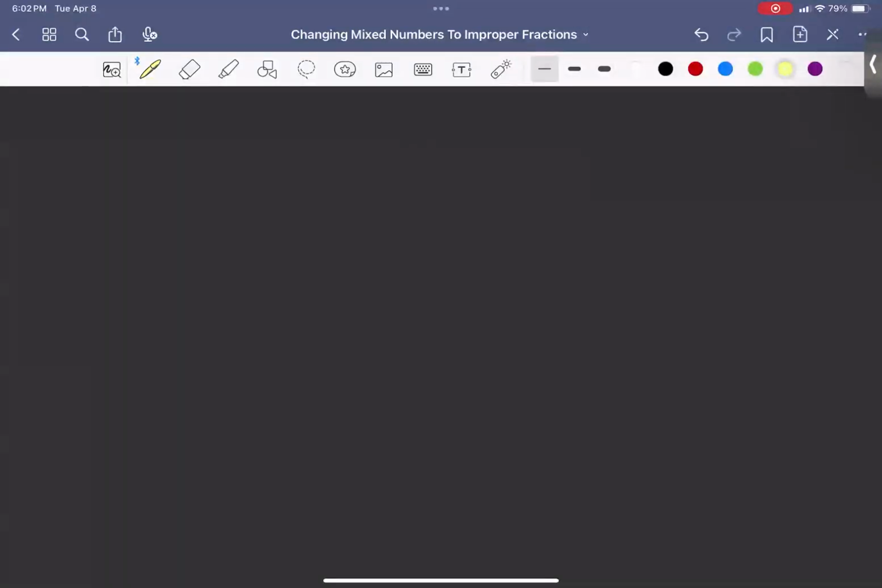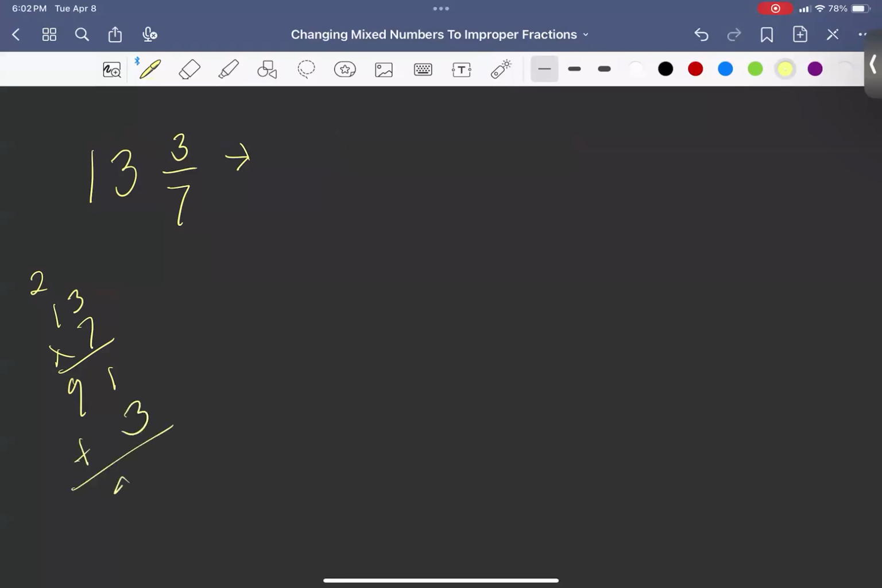Let's do 13 and 3/7. So 7 times 13 is, let's see, I don't know that off the top of my head. 13 times 7, 21. Carry the 2 is 91. And then, oops, 91 plus 3 is 94. So it's going to be 94. We keep the same denominator, over 7.